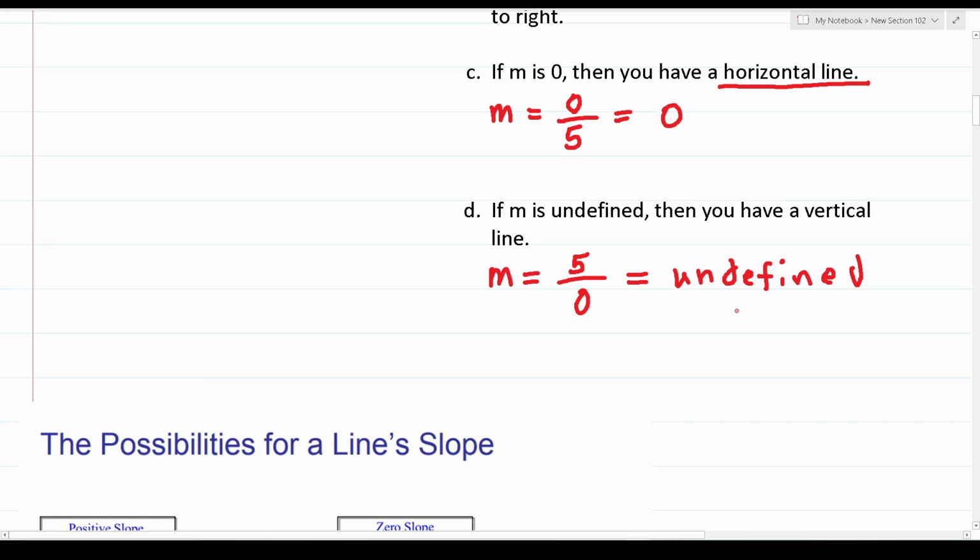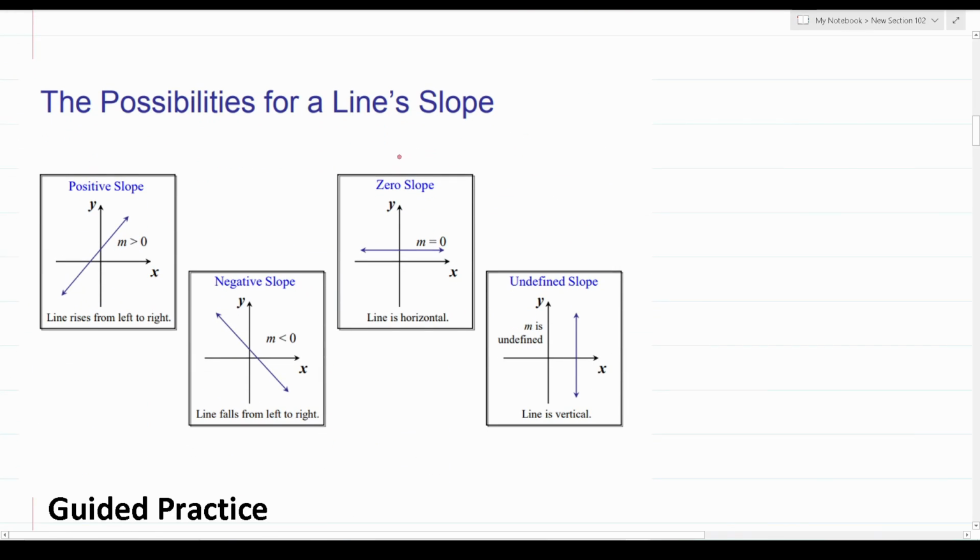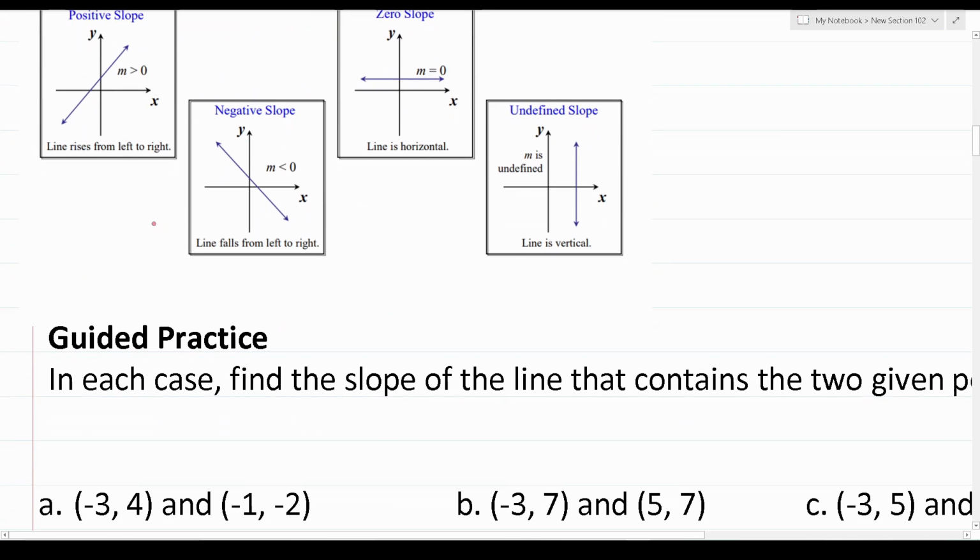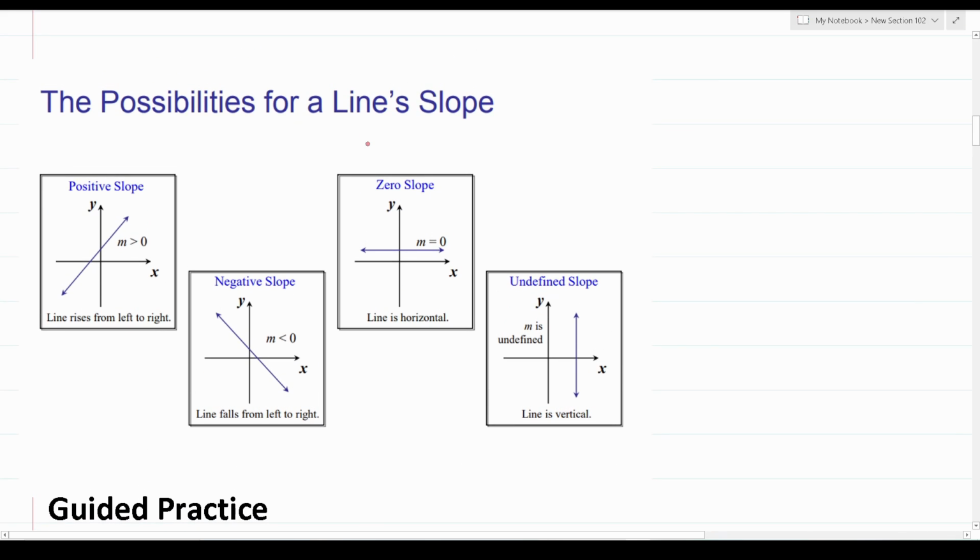And if it's helpful, let's take a look at each of those visually. All right, so let's take a look at a few graphs here to drive home the points I just made. Again, if you have a positive slope, that means your line rises from left to right. If you have a negative slope, that is m is negative, you can see that the line falls from left to right. If m turns out to be 0, that means you're working with a horizontal line. And if m is undefined, that is you have 0 in the denominator, that means you're working with a vertical line.